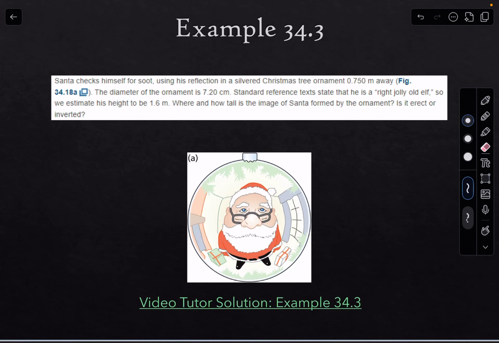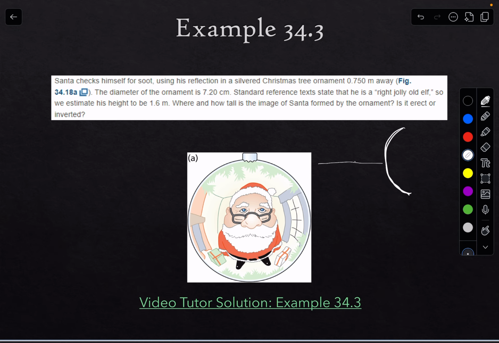In this example, 34.3, we are dealing with another curved mirror. In this case, we have Santa Claus looking in a Christmas ornament that's reflective. The Christmas ornament is an example of a convex mirror. So what we are looking at here is the mirror, instead of like in example 34.1, the mirror is kind of bowed out like this, okay?